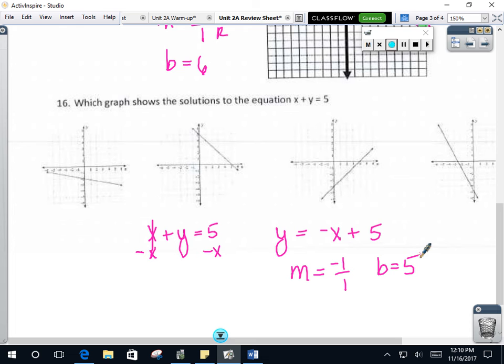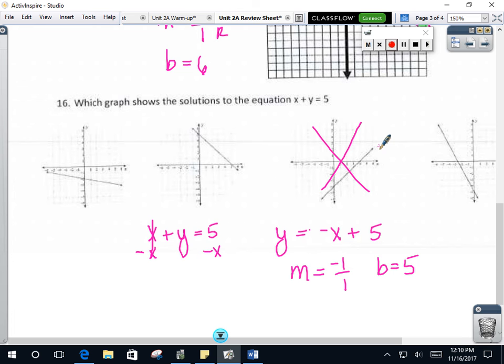Okay, so see how these graphs are kind of hard to read? It's going to be like that on the test. Okay, but watch how easy I can figure out without even being able to read this well. What kind of line should it be, going up or going down? Going down, because I have a negative slope. That eliminates C, because that line's going up from left to right.